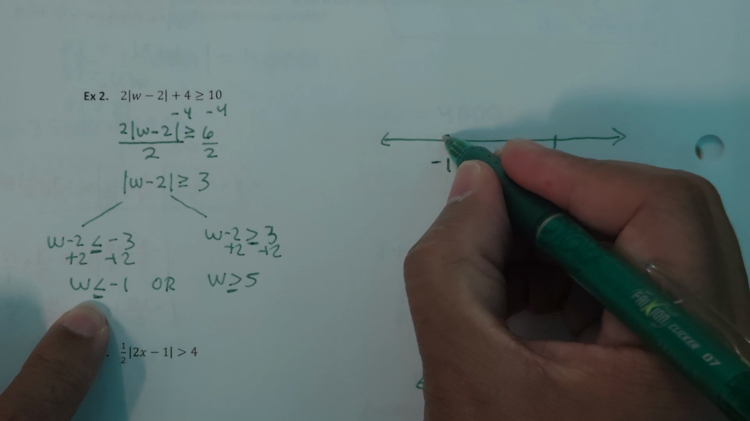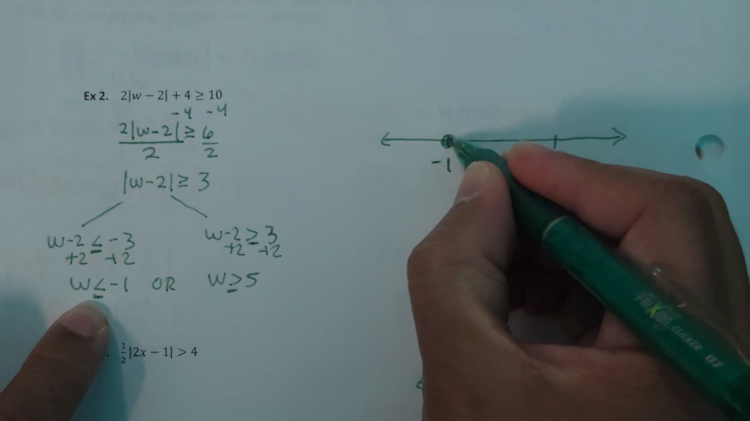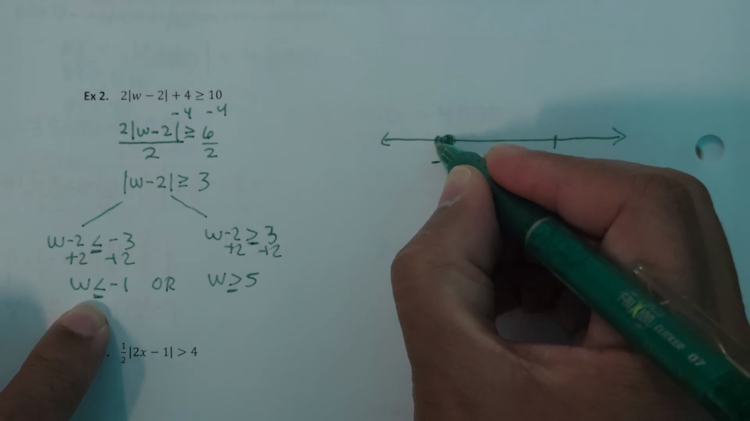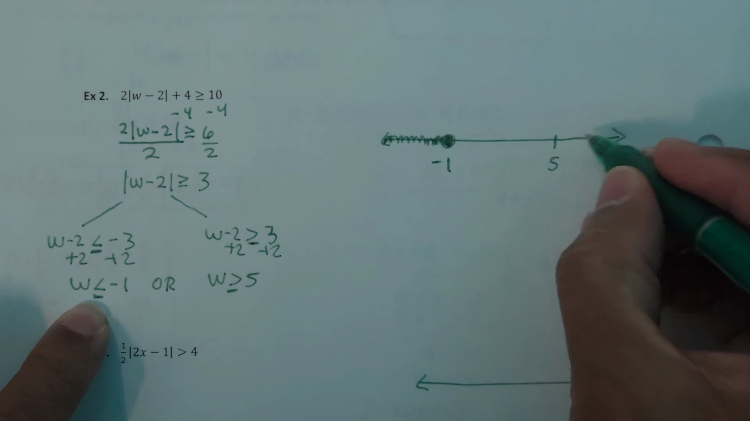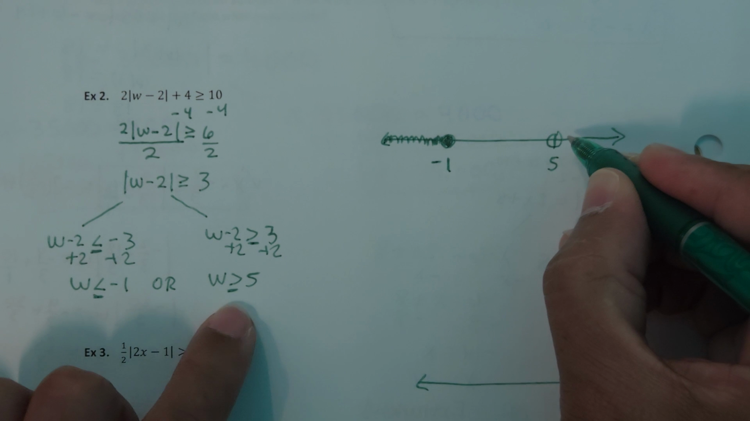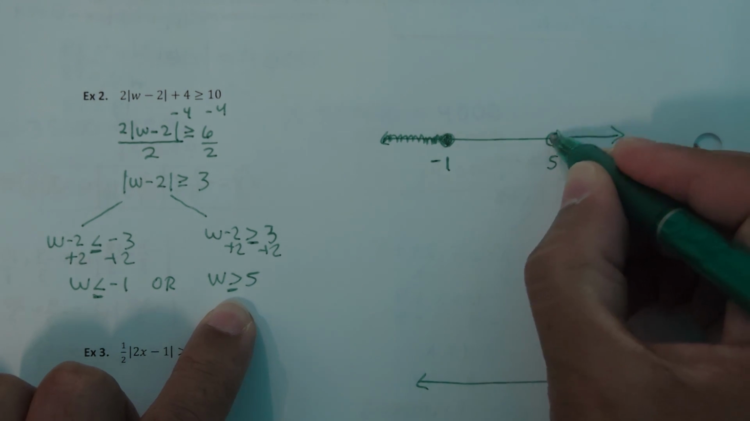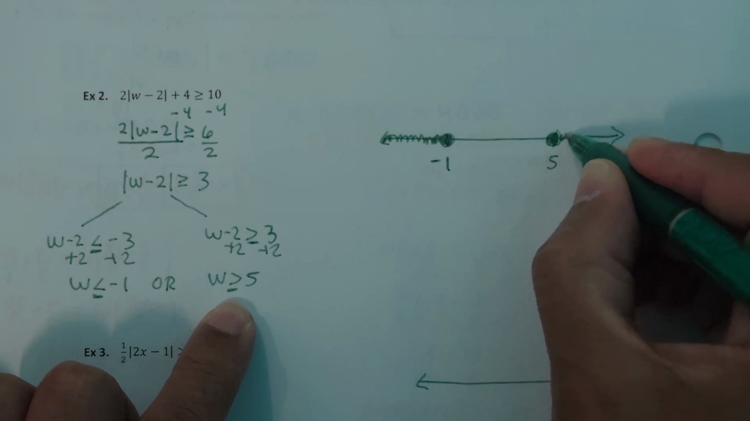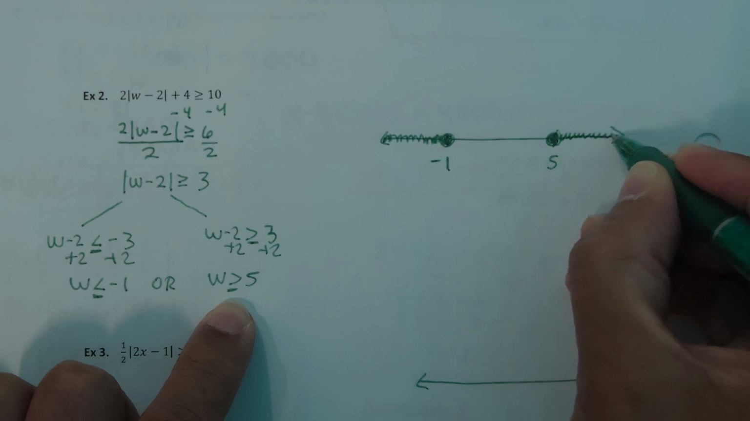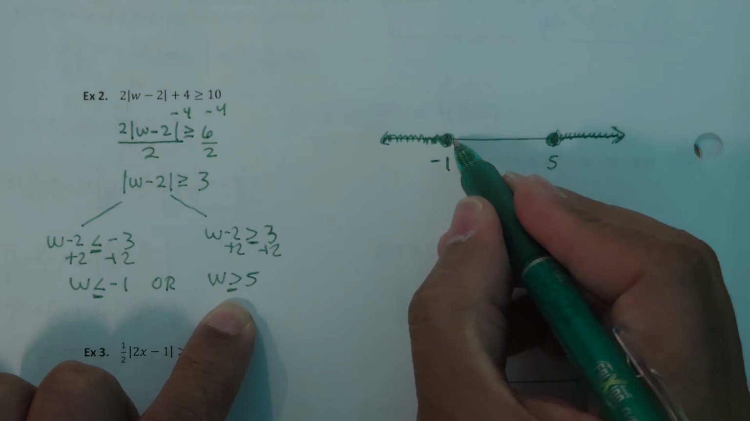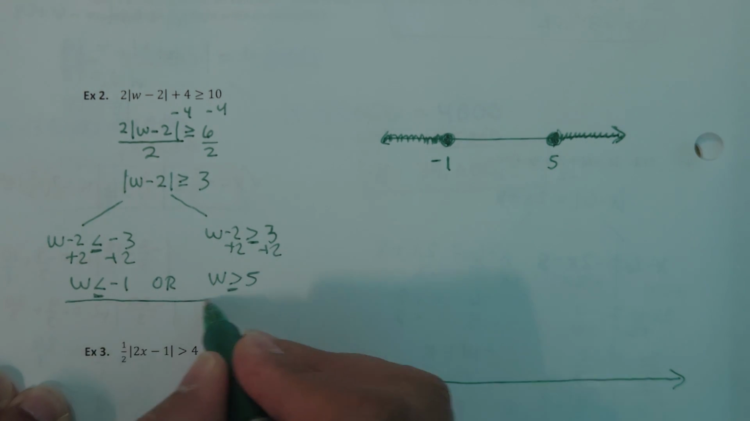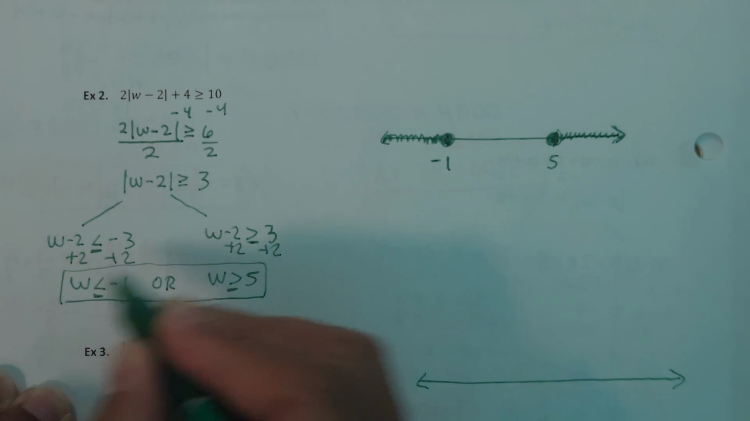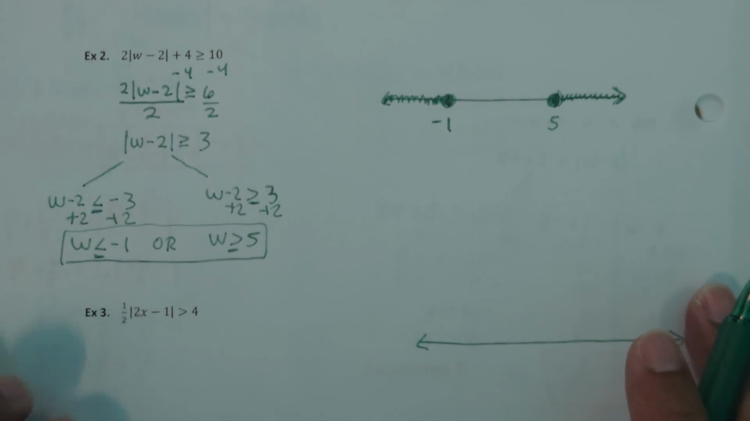From negative 1, we have a closed circle, so that means we're including negative 1. So all the values including negative 1 to negative infinity. And also from 5, this is saying greater than or equal to 5, so that includes 5. So from 5 to the right. That means we can't use any values in between negative 1 and 5. So this is the solution to this problem, and this is the graph that goes with it. Okay, one last example.